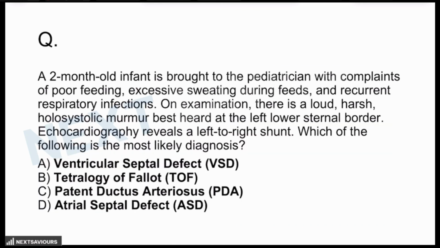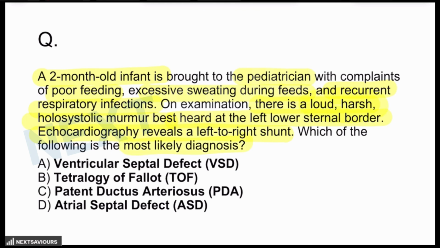So let's see how the questions are asked in this particular scenario. You can very clearly identify a 2-month-old infant brought to a pediatrician with a complaint of poor feeding, excessive sweating during feed, and recurrent respiratory infection. On examination, there is a loud, harsh, holosystolic murmur which is best heard at the left lower sternal border. Now you can easily identify the topic we are talking about. And echocardiography reveals left to right shunt. That means it is still in the earlier phases. So, which of the following is the most likely diagnosis?